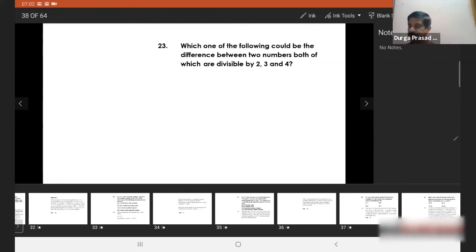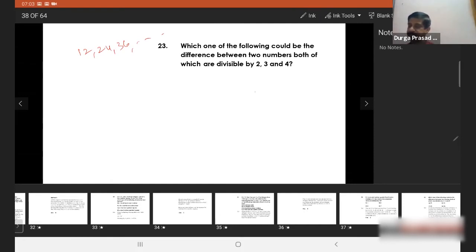Which one of the following could be the difference between two numbers, both of which are divisible by 2, 3, and 4? So what is the LCM of 2, 3, and 4? So 12, right, children? 12. So both of those numbers are multiples of 12: 12, 24, 36, and so on.